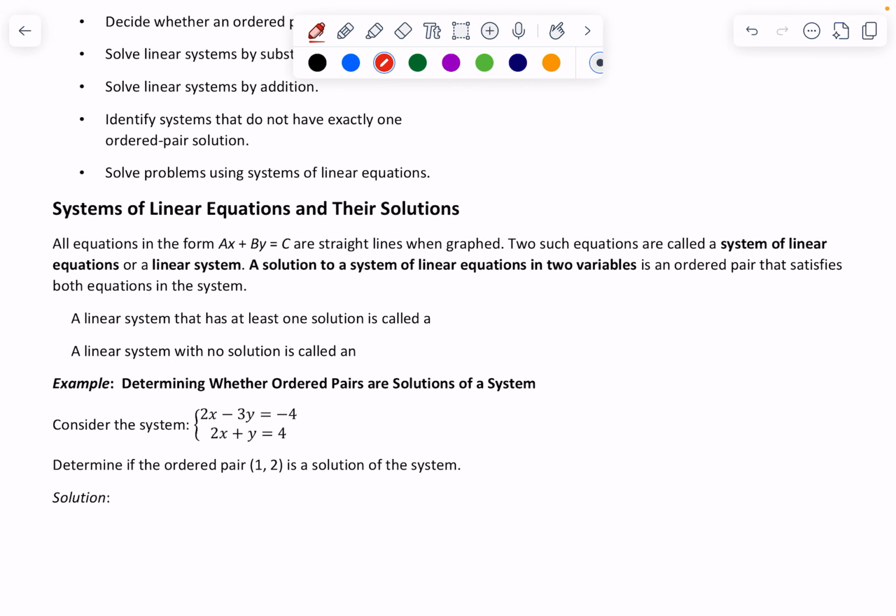So all equations in the form ax plus by equals c are straight lines when graphed. The exponent for x is 1, so it is a straight line. So two such equations are called a system of linear equations or a linear system. A solution to a system of linear equations in two variables is an ordered pair that satisfies both equations in the system.